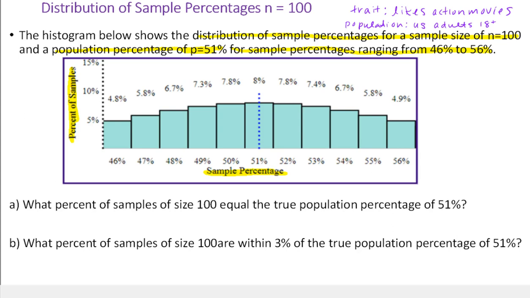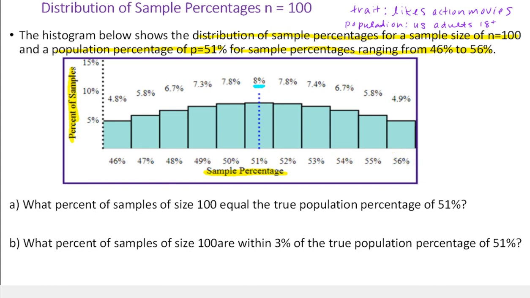And let's start to interpret some of these values just to get a feel for it. Okay, so notice this is the center of the histogram, and we have 51%. We're assuming that we know that this is the true population percentage. Again, this is not actual data of these traits and populations. I just made these up to contextualize it. Okay, so suppose we know that 51% of U.S. adults 18 and over like action movies. Okay, and we take a sample of size 100, and these are some of the sample percentages we can get.